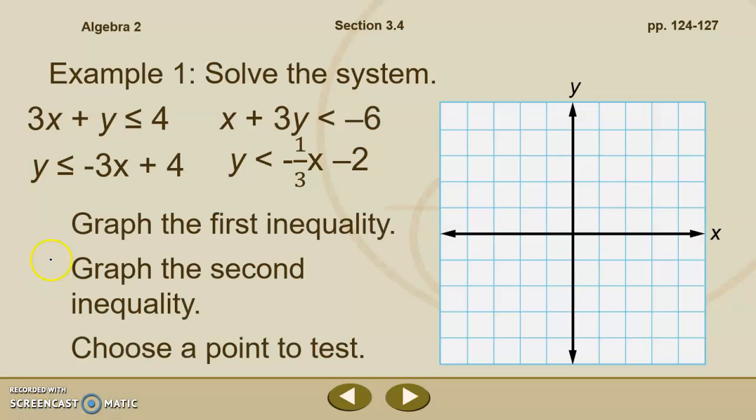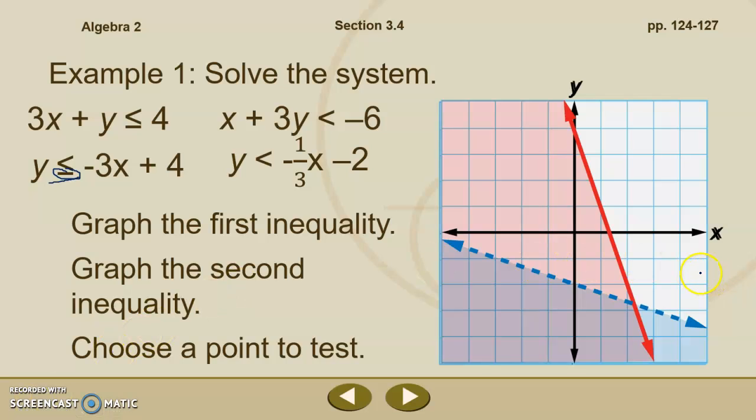Just a reminder that when you have a less than or equal to sign, that equal to part is going to give us a solid line. And just a less than or greater than sign, no equal to, is going to give us a dotted line. So let's graph the first inequality and graph the second inequality. So our first inequality looks like this. Solid line, and it says less than or equal to, so we're going to be underneath the line here. And our second line is y is less than negative 1/3 x, so here's our dotted line here, and again less than, so we're going to be underneath the line.